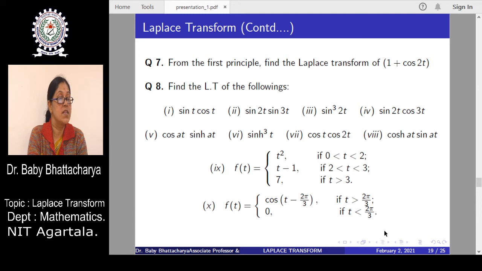So we can find 7 and 8 also, but for 9 and 10, for the case 9, f(t) is given in 3 parts: t square whenever 0 is less than t less than 2, and it is t minus 1 in the interval 2 to 3, and it is 7 for all t greater than 3. So from the definition, we express this as integration 0 to infinity. We will break this up: from 0 to 2 the f(t) function will be t square, from 2 to 3 it is t minus 1, and finally for all t greater than 3, it would be 7. So we can find the definite integrals, and accordingly we will get the Laplace transformation of this function. And also the problem number 10.